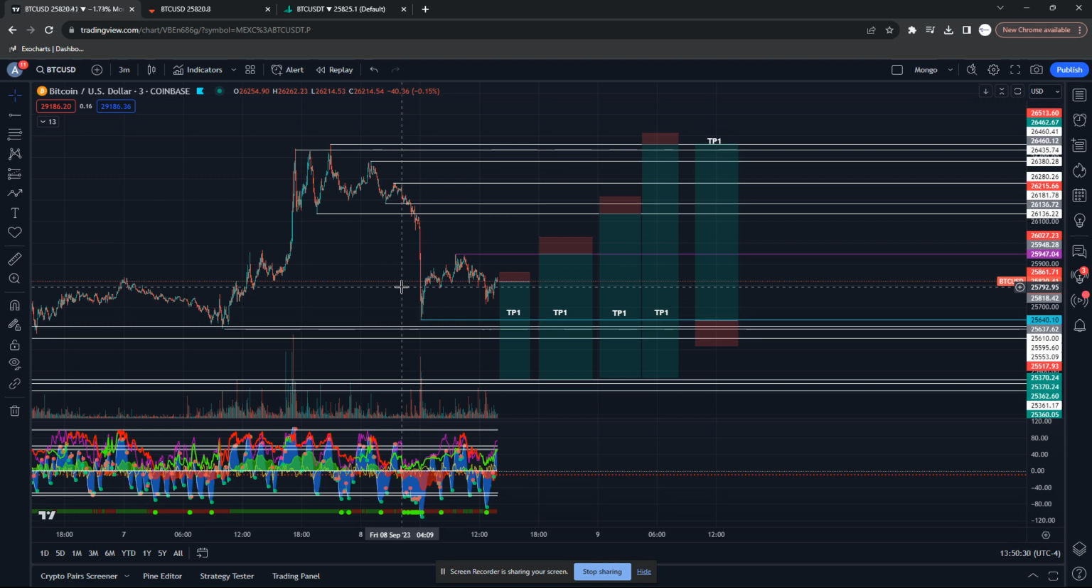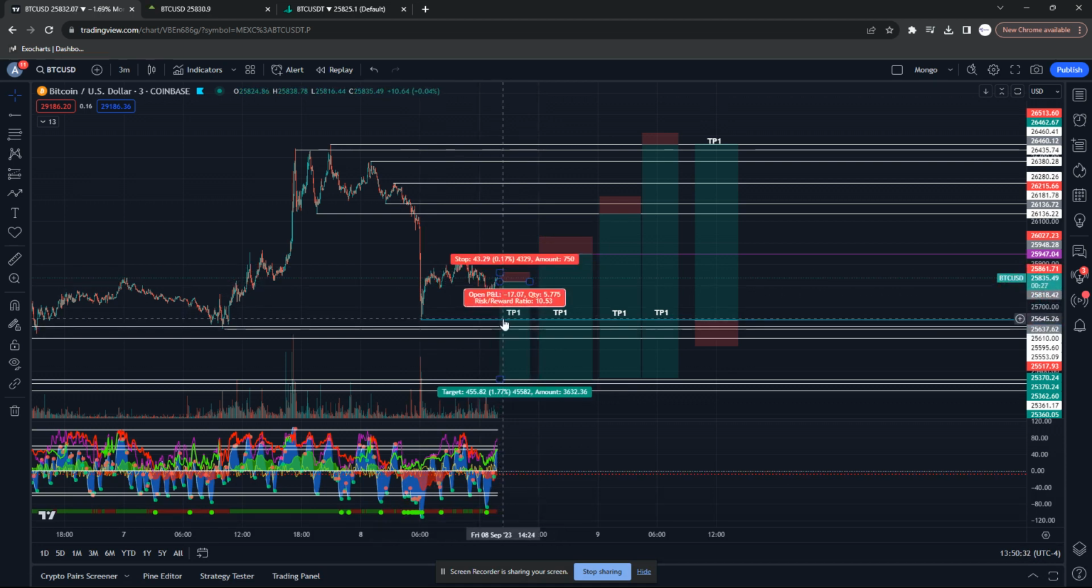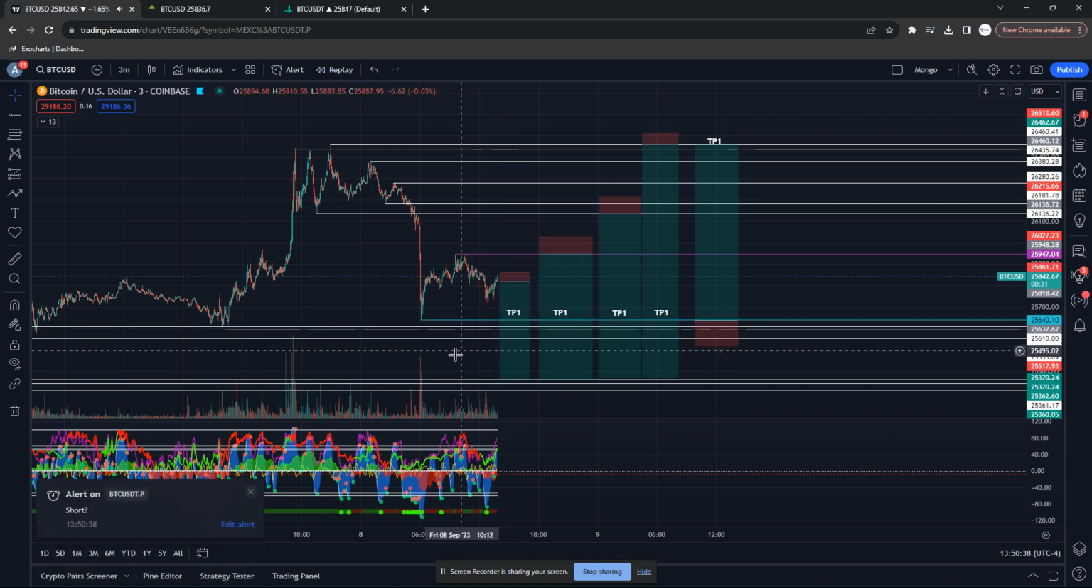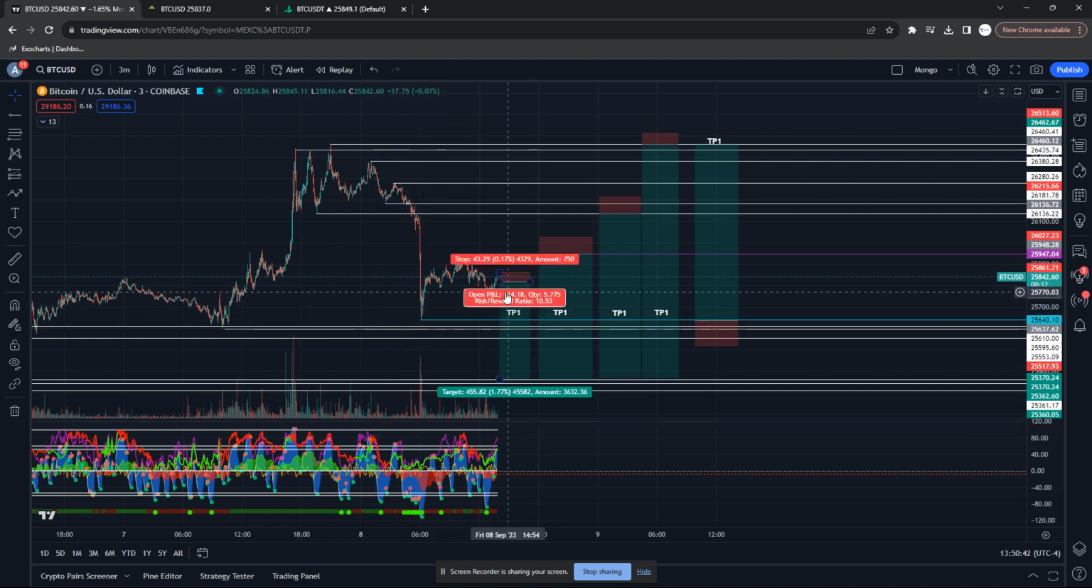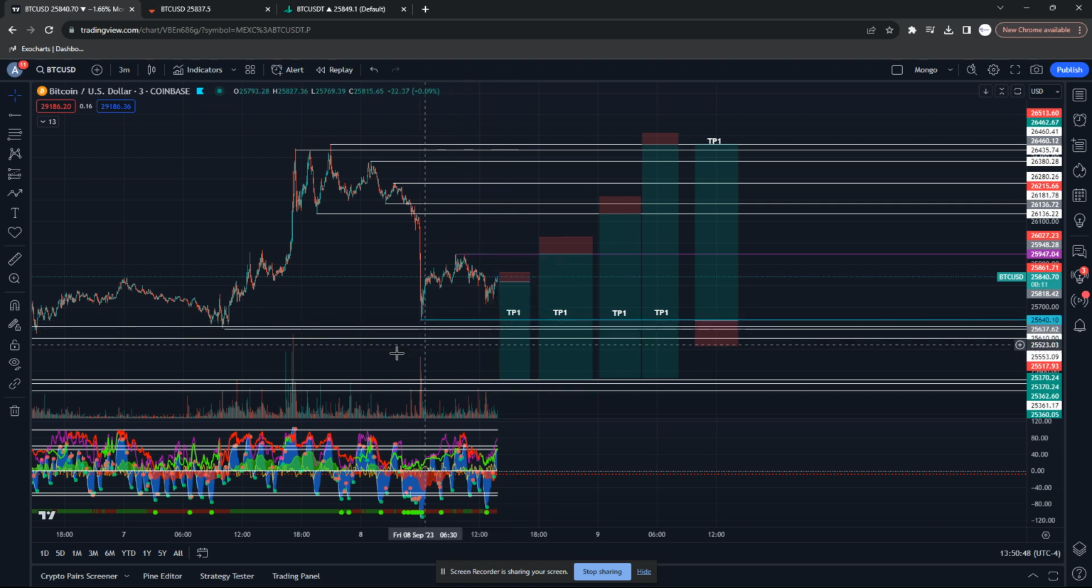So that's why I have TP from the short down to pretty much where I'm expecting the SFPs to happen for a reversal pattern. Take your first profit there. Okay, I got a short notification already. And then if it runs further, great, but you've already locked in profits.